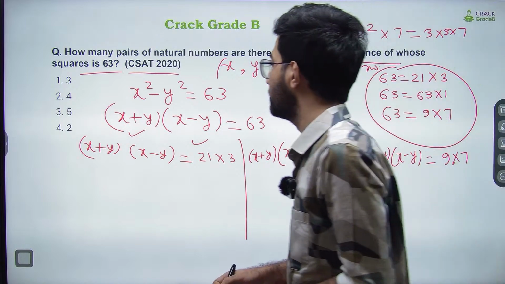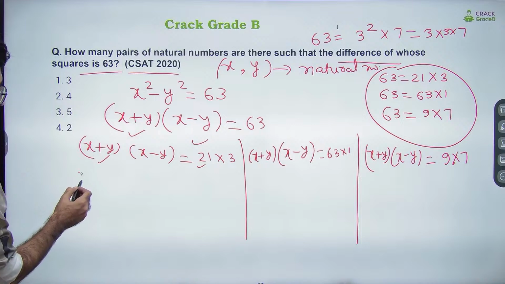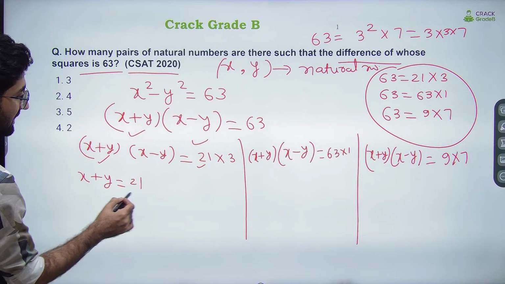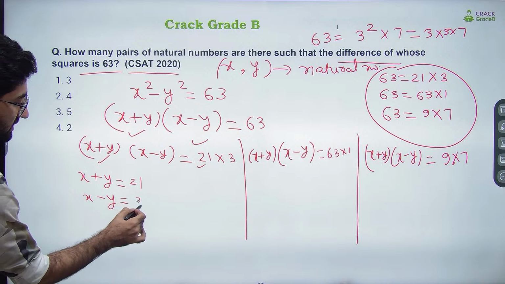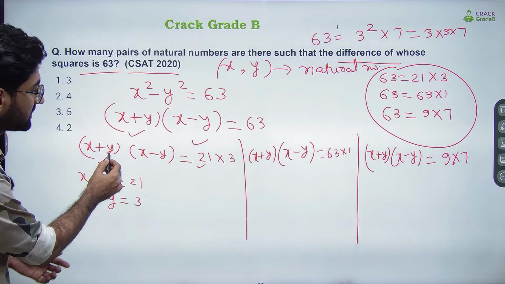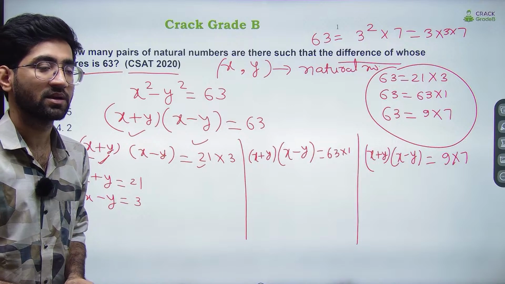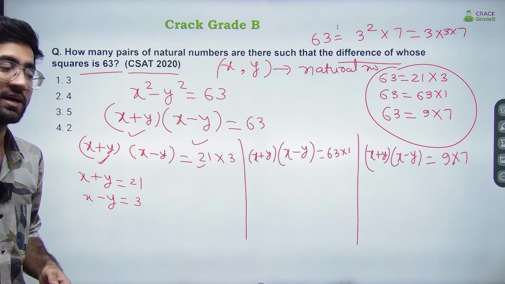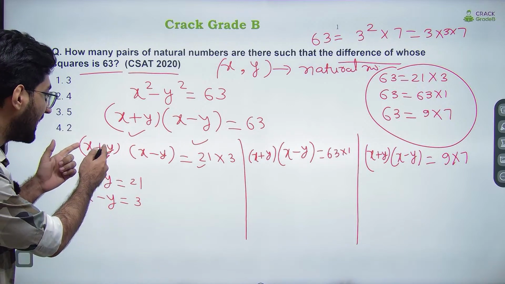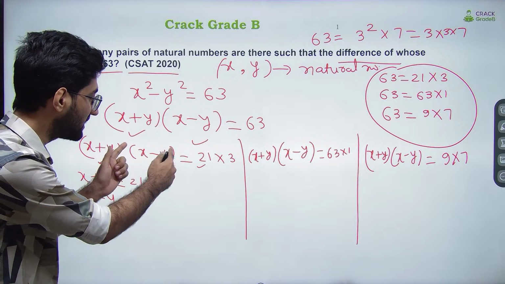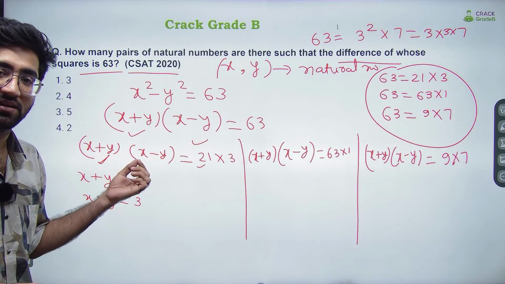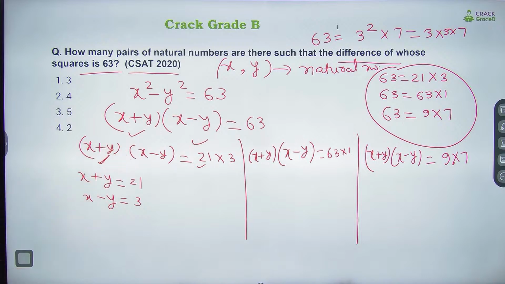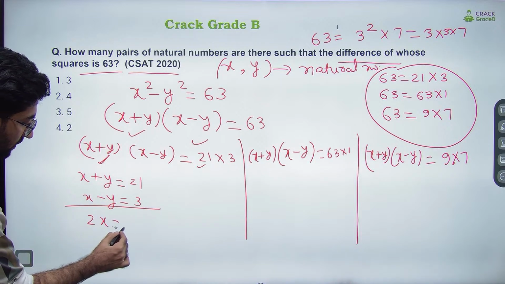Now if I say that x plus y is 21 and x minus y is 3, you should not have any issue. Why? Listen, x and y are natural numbers, so it is obvious that x plus y will be greater than x minus y. In one case you are adding two natural numbers, and in another case you are subtracting. So x plus y equal to 21, x minus y equal to 3. So you can write it as 2x equal to 24.